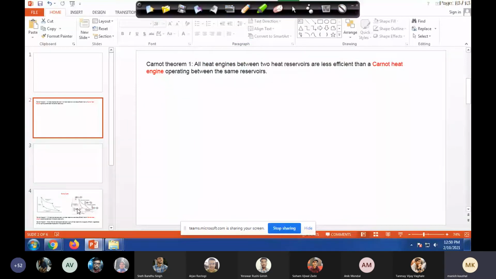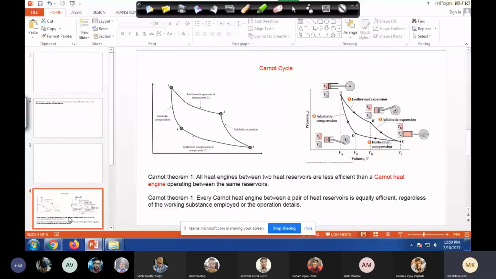What does the second statement say? Every Carnot heat engine between a pair of heat reservoirs is equally efficient. In simple terms, if you have two reversible engines, since Carnot engines are reversible engines, both working between the same reservoirs, their efficiency cannot be different. It will be the same. Let's prove it. Again you will see that the approach is the same. So, Carnot theorem 2.